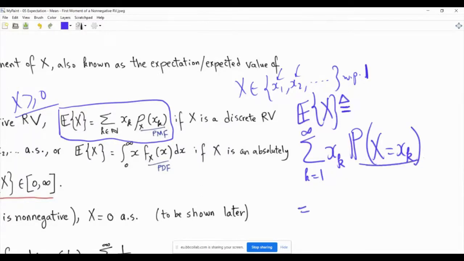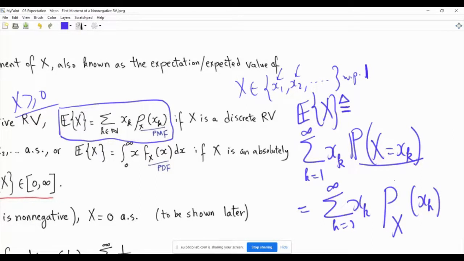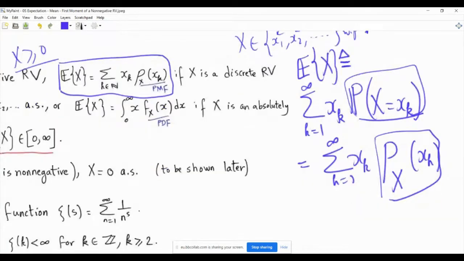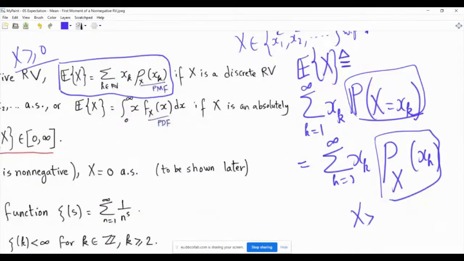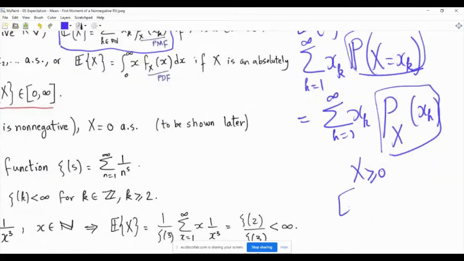If I want to write this in terms of the PMF, I can write this as the sum over k from 1 to infinity of xk times the PMF of X, because it is assumed to be a discrete random variable. This again is just, by definition, equal to that. What are the possibilities of this expectation? Once you compute it, we are assuming initially that the values are non-negative, so X is greater than or equal to 0. Basically the expectation of X will be a non-negative number, but it can be plus infinity.